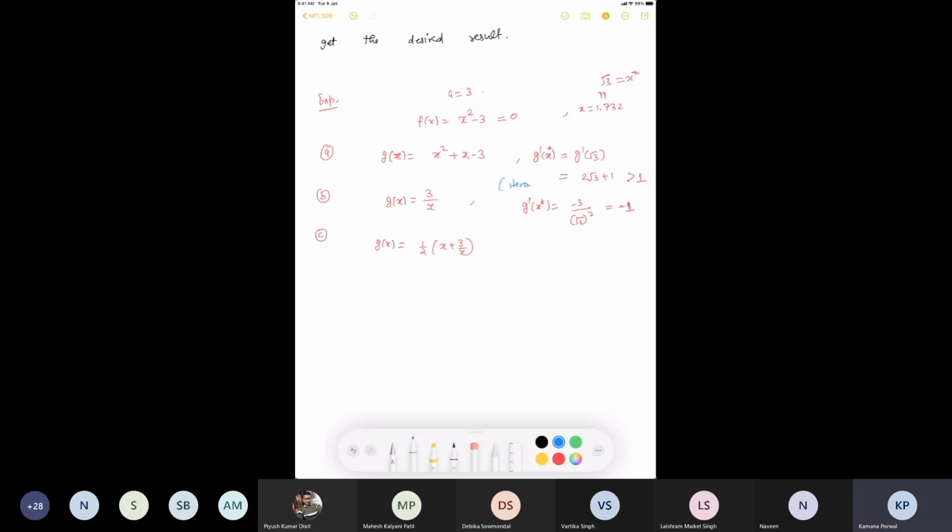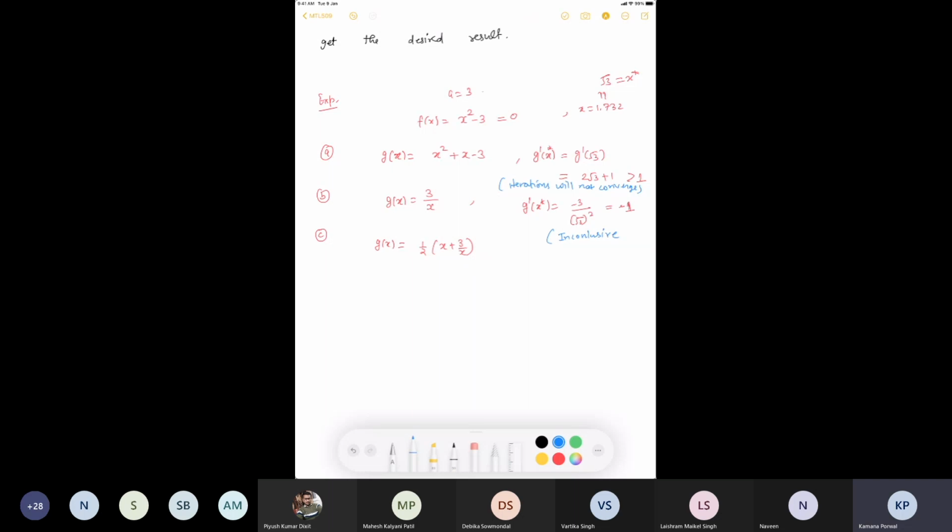Okay, so this case is not convergent. In this case, iterations will not converge. And in this case, it's inconclusive. So the sequence which you will generate using the fixed point iteration method might converge and might not converge. Okay, and even if it converges, you can observe that it will converge very slowly.